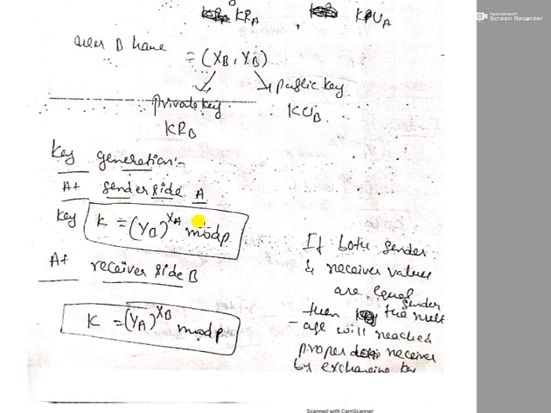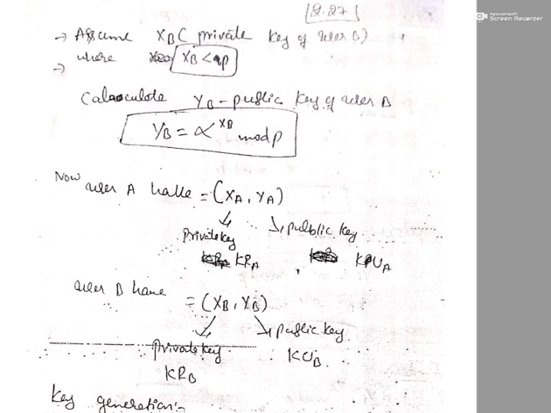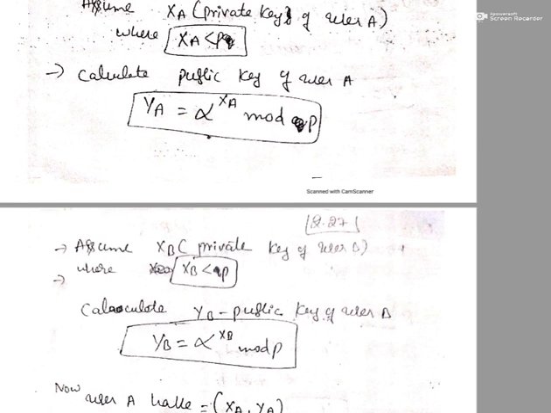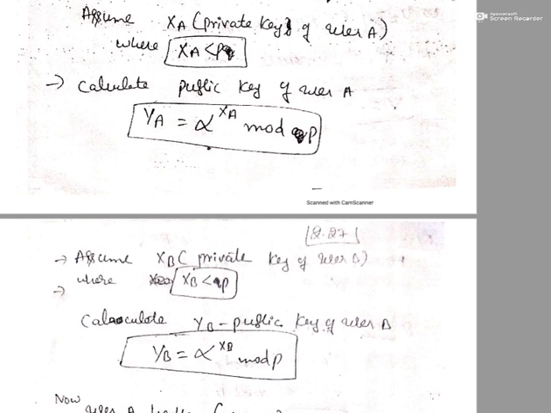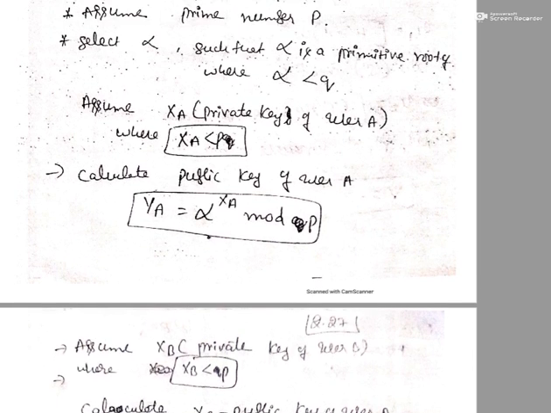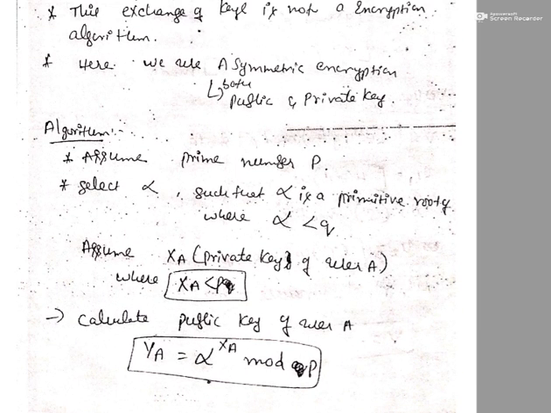I hope you all understand. So again I recap: how to generate Diffie-Hellman key exchange keys. What is Diffie-Hellman key exchange? It exchanges the key between the sender and the receiver, for checking the integrity of the message. This is not an encryption algorithm, but it uses both symmetric and asymmetric techniques for generating keys.